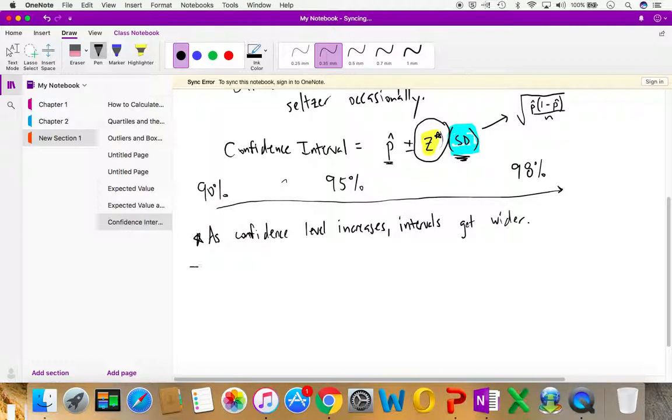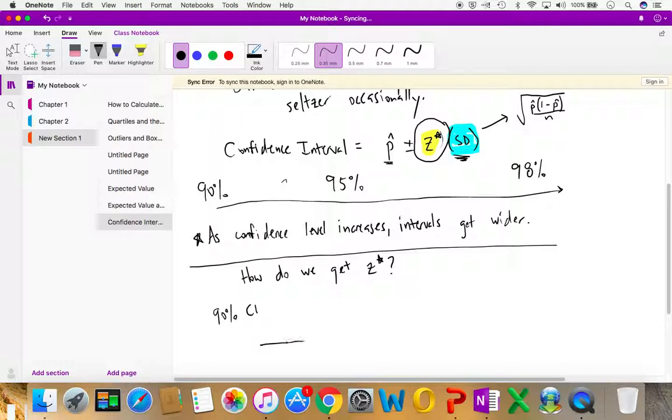Now, how do we get z star? I recommend starting off with drawing a visual. Let's say we had 90% confidence, so a 90% confidence interval. Draw a normal curve, and then visually represent where that 90% would be. It's always in the middle, 90%.